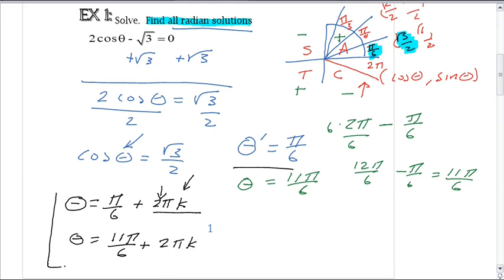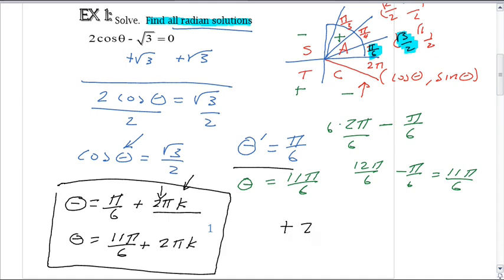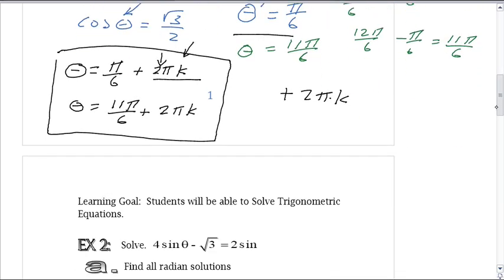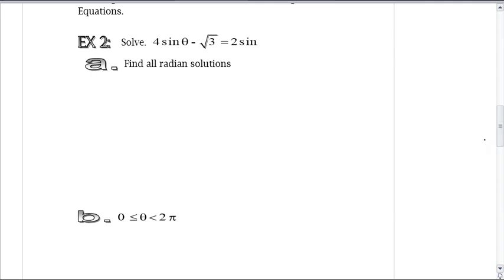That'll give me all the solutions in radians. Something new: all I did is I added plus 2 pi times some number, just to give me all the different variations. Okay, so let's go ahead and take a look at example 2.